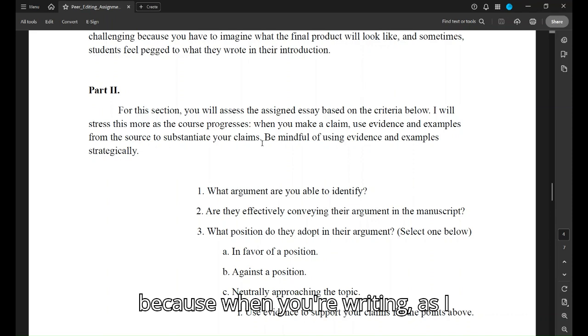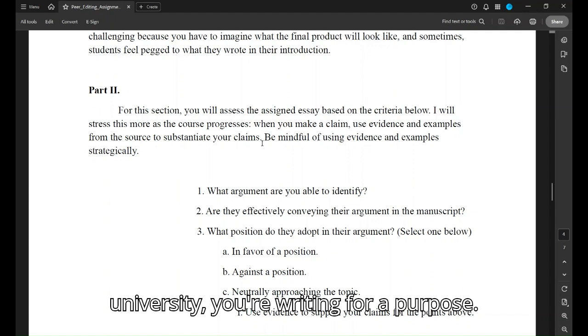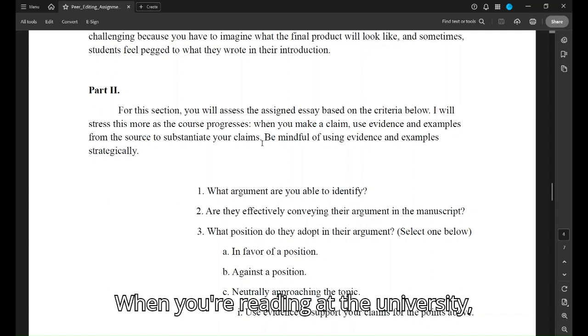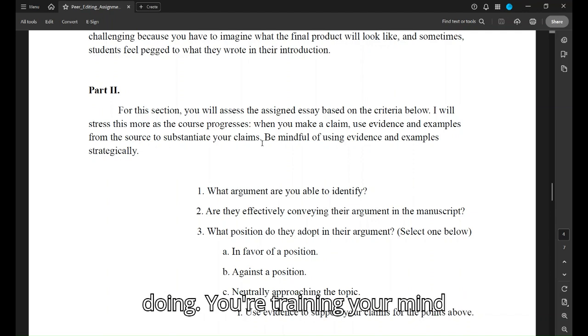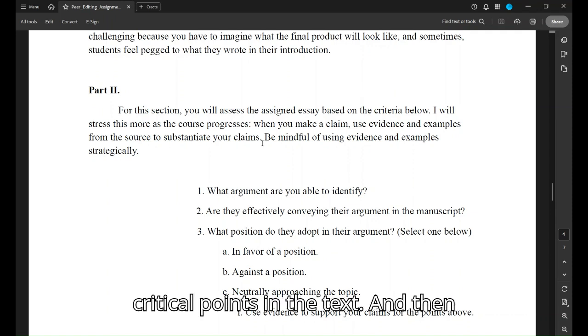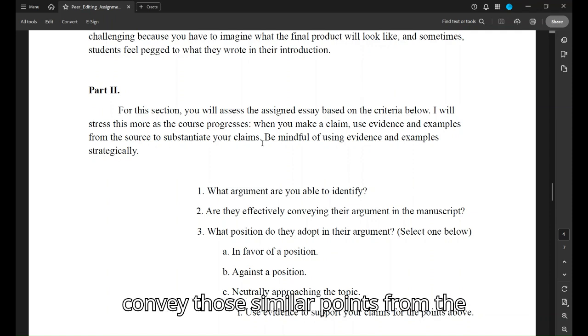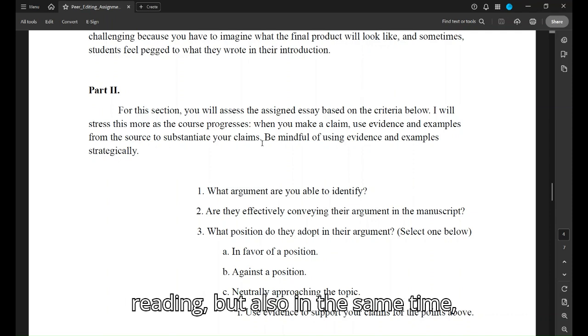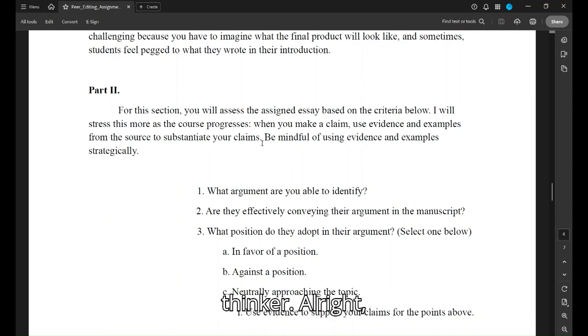Because as I mentioned, when you're writing at the university, you're writing for a purpose. When you're reading at the university, you're reading for a purpose. So it's not just busy work that you're doing. You're training your mind how to look for evidence and point out critical points in the text. And then when you're writing, you're trying to convey those similar points from the perspective of the author that you're reading, but at the same time putting them in the context that you understand as a writer and as a thinker.